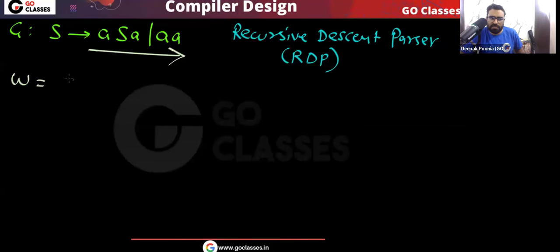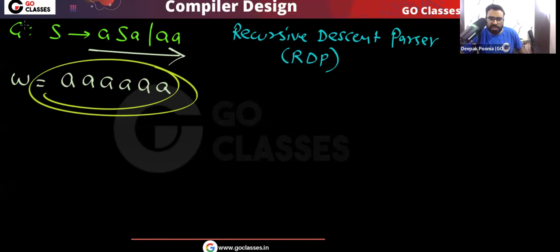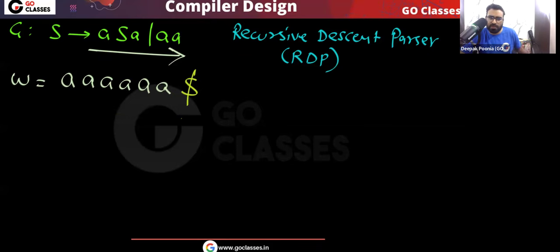So the next string that we try is a power 6. Let's see whether the recursive descent parser will be able to parse it or not. Remember, this string is generated by this grammar, but will the recursive descent parser be able to recognize this string or not? That is the question. So this is our input string. Remember, any top down parser will scan the input string from left to right, one symbol at a time. So initially this is the current input symbol. Now any top down parser will start from the start variable S.